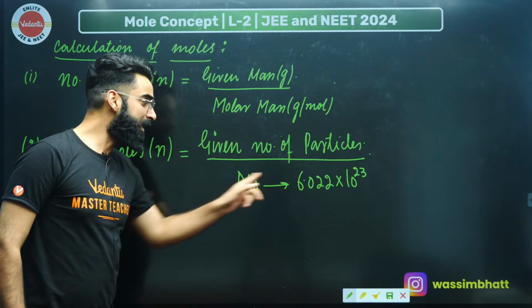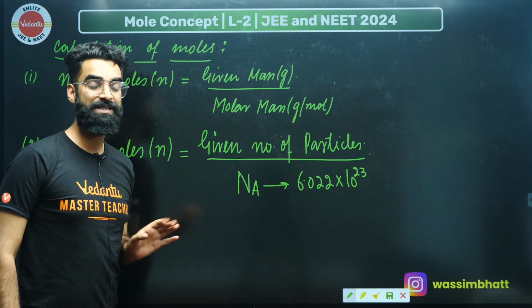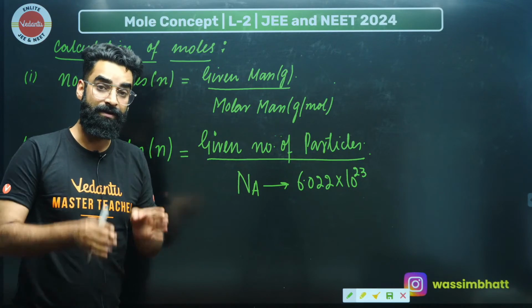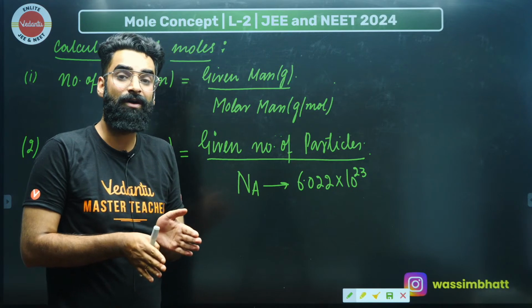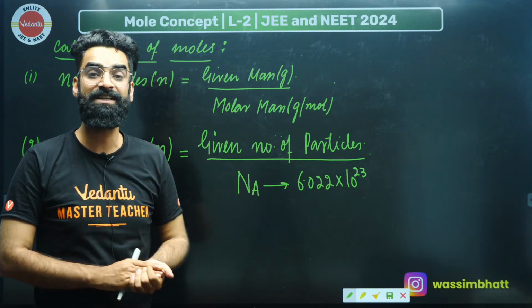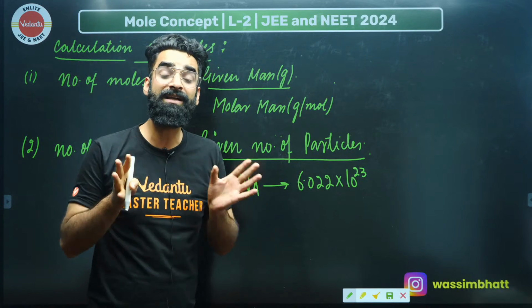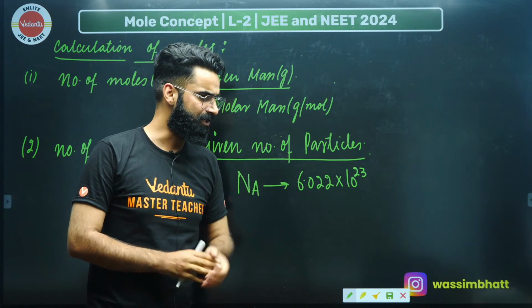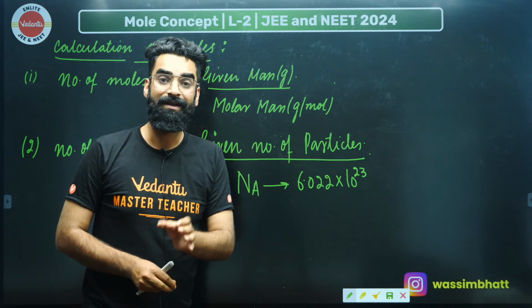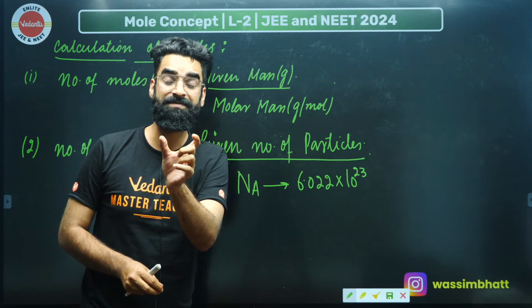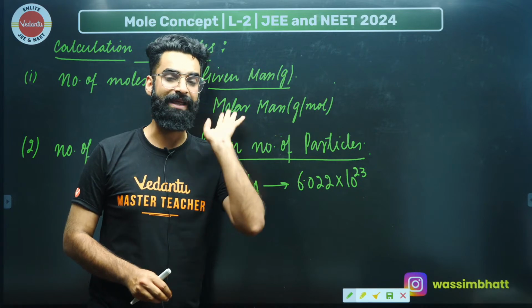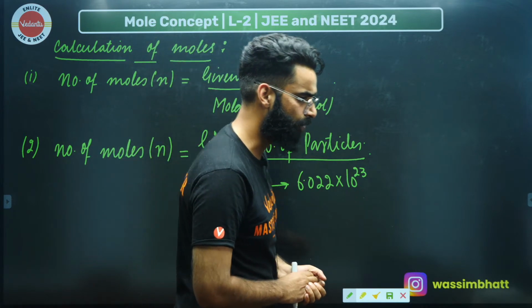First of all, when do we use the second formula? Whenever the number of atoms or number of molecules of a substance is given to us, or in general, whenever the number of particles of a substance is given to us, you just need to divide the given number of particles by Avogadro's number, and you'll get the number of moles. How do we use it?